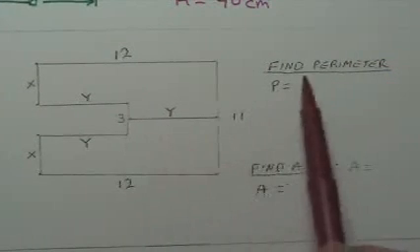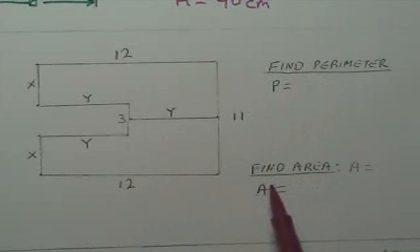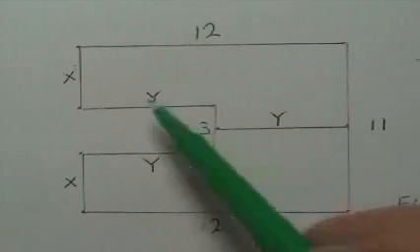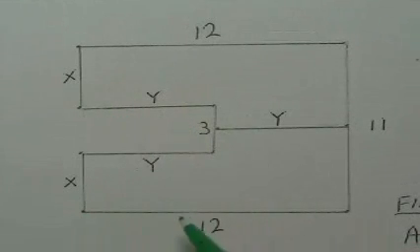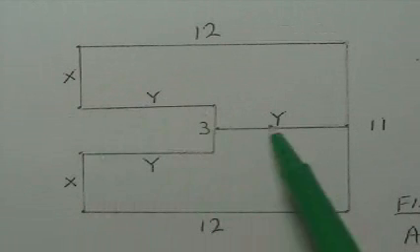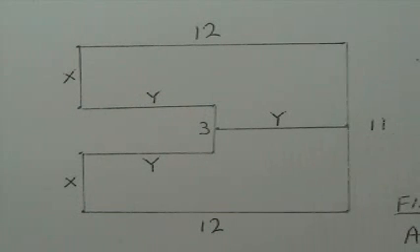Again, our second problem, we need to find the perimeter and the area of this rectangular shape. Now notice on this shape we have some variables. We have x and y, basically. And we don't know what their numbers are, so we have to figure that out. We have to put on our thinking cap and think.